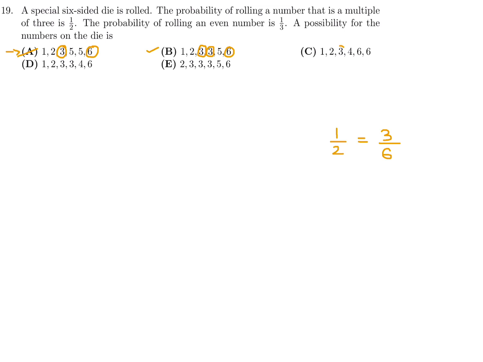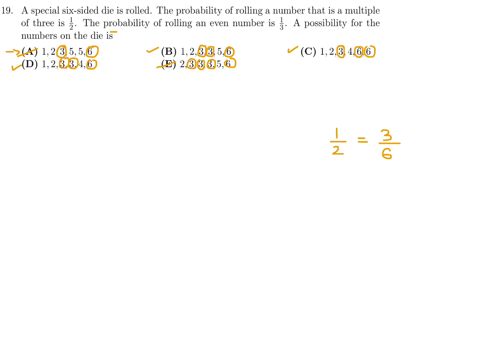How about the next guy? We have 3, 6, and 6. Those are all multiples of 3, and there's 3 of them. That's good. How about D? We have 3, 3, and 6. Okay, we keep D. E. We have 3, 3, 3, and 6. We have 4 multiples of 3 here, so that's no good. Okay, so I've narrowed it down to B, C, or D.